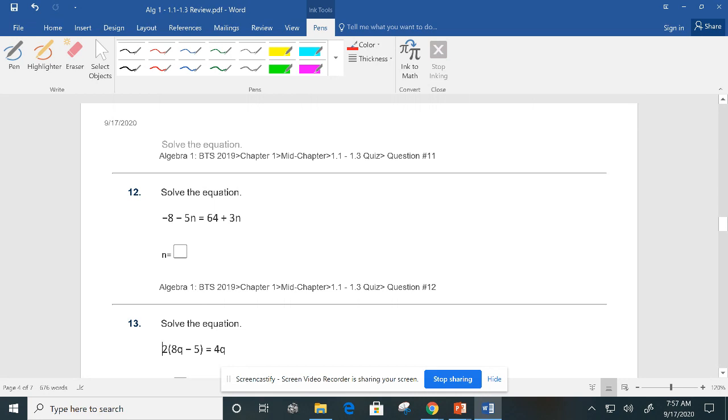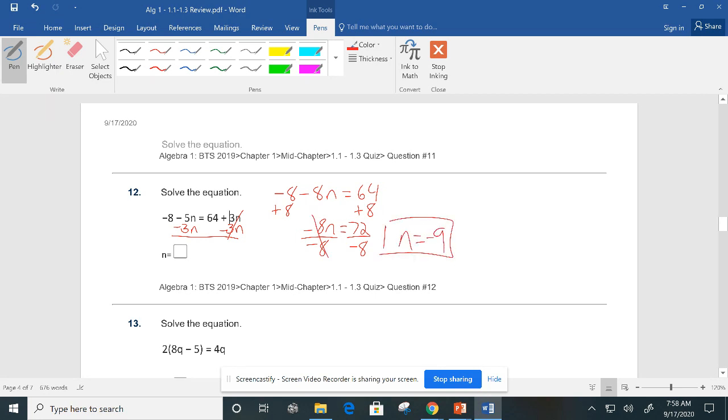Number 12. Variables on both sides again. I'm going to collect them on the left-hand side. That's what I like to do. So I'm going to subtract that 3n. Subtract the 3n. I'm going to get negative 8 minus 8n is equal to 64. Let's add 8 to both sides. Negative 8n is equal to 72. Divide by negative 8. And that'll cancel, and you're left with n is equal to negative 9 as your answer.